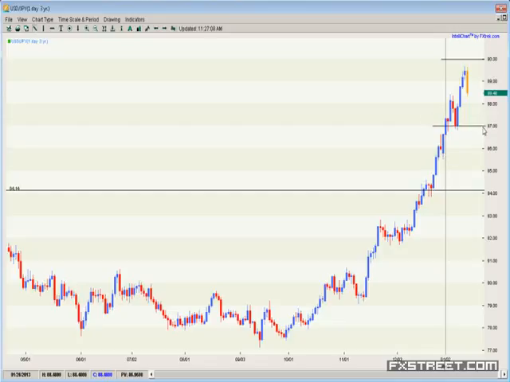But I think the first order of business as far as a correction is going to be to test this. So if I was targeting my shorts, if I was going to get short at the end of the day today, I'd want to target 87 as my short, as a trade to the downside.